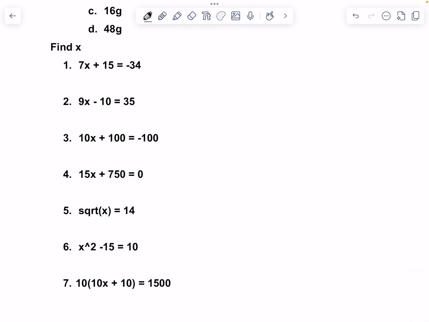For the equations, we'd want to isolate x, so we want x just by itself. So the first thing we do is subtract 15 on both sides, so that we just get 7x. Negative 34 minus 15 is negative 49, and that's equal to 7x. 7x is not just x, and to isolate it, we'd have to divide by 7. So we do so on both sides, and that will give us x is equal to negative 7.